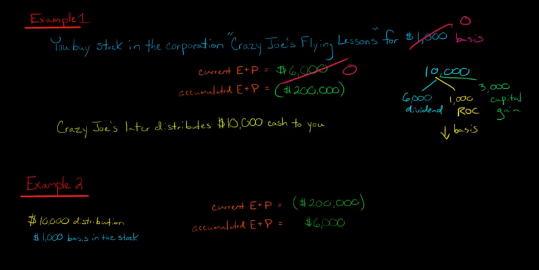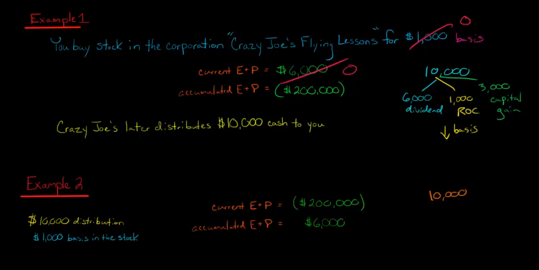So let's pretend now, and there's a different example, same company and everything, but now let's say that we've still got a $10,000 distribution. You still have a $1,000 basis in the stock, but I'm going to change the current E&P and accumulated E&P and show how that affects the way this $10,000 is allocated, okay? So we're going to start with this $10,000. Now we're first going to look to current E&P. Well, current E&P is negative. It's negative $200,000. So we're not going to have any dividend.